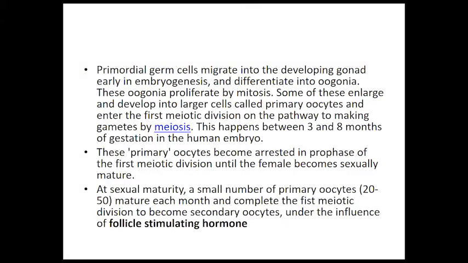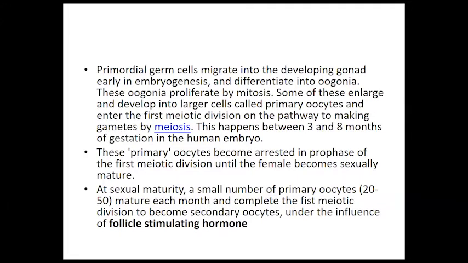The primordial germ cells migrate into the developing gonads early in embryogenesis and differentiate into the oogonia. Oogonia proliferate by mitosis, enlarge and develop, are called the primary oocytes, and enter the first meiotic division on the pathway to make gametes by meiosis, at 3 to 8 months. Then these primary oocytes become arrested, as I've said, at birth in the prophase of the first meiotic division until the female reaches puberty. At sexual puberty, all this is occurring in the ovary.